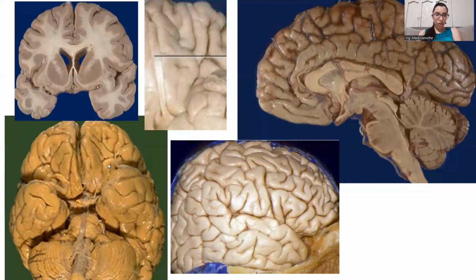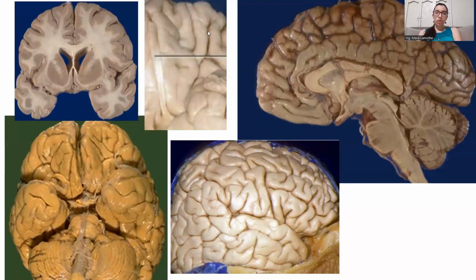Then the basal surface. The basal surface has 2 main gyri. This is the olfactory tract and olfactory bulb. So let's zoom this part. Here we have it. This is the olfactory tract and olfactory bulb. Medial to this is the rectus gyrus, and lateral to this is the orbital gyrus. So all this is the orbital gyrus, and it is divided in anterior, medial, lateral, and posterior.